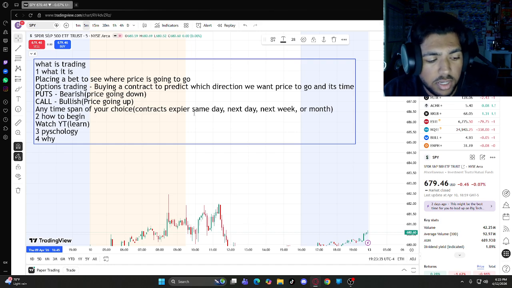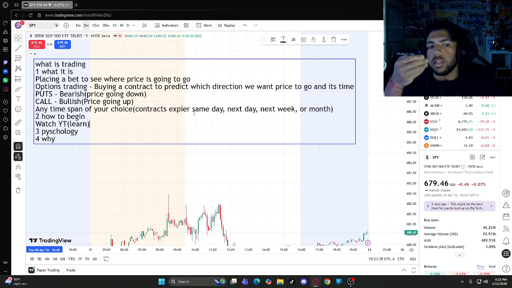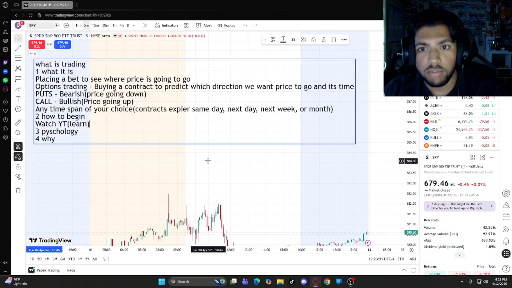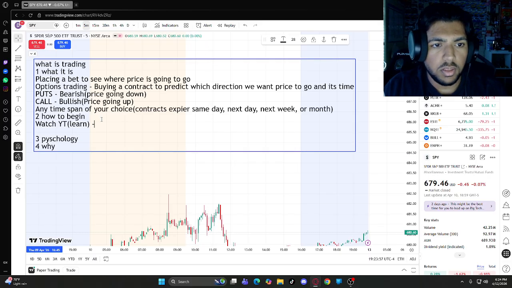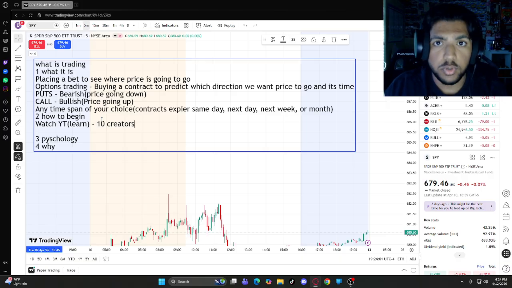A D1 basketball player is not going to sit there on their phone and be like, okay, layup, three-pointer, half court, then dribble through the legs. They're not going to do that. They're going to be on the court and they're going to be training. That's why we got to be on the charts and we got to be training, right? Watch YouTube, learn. Let me add one more thing to this. 10 creators. Any 10 of your choosing. Okay? We're going to do that.